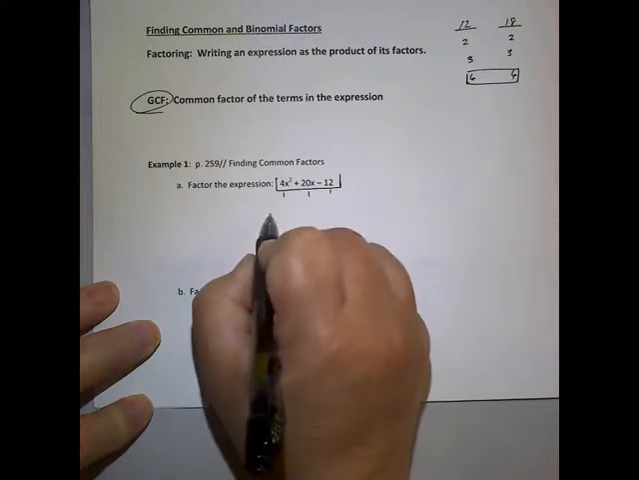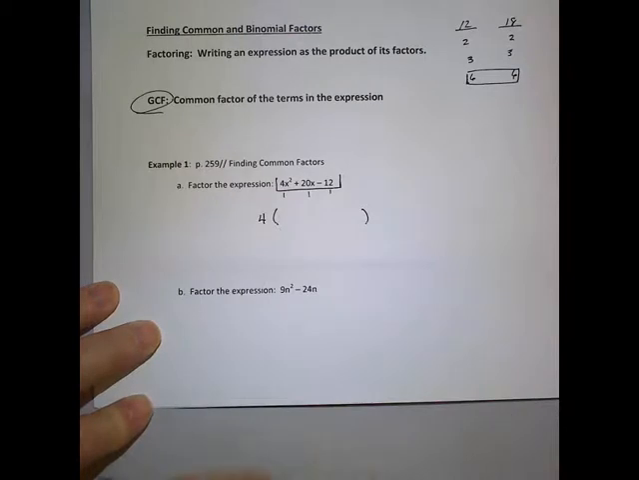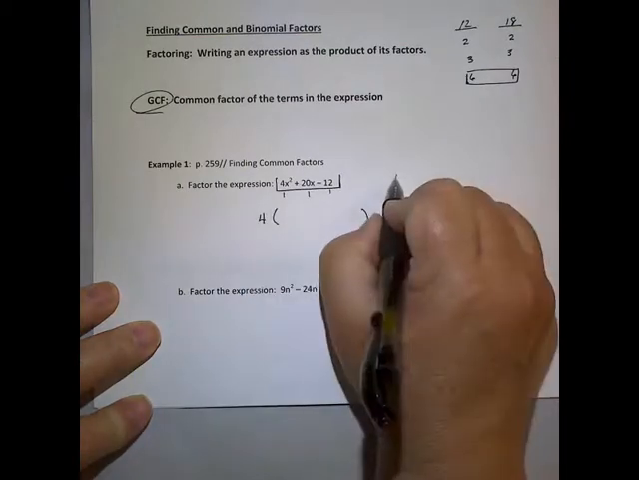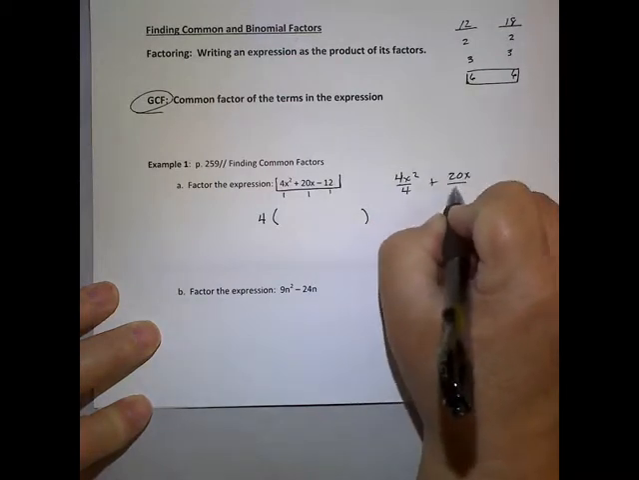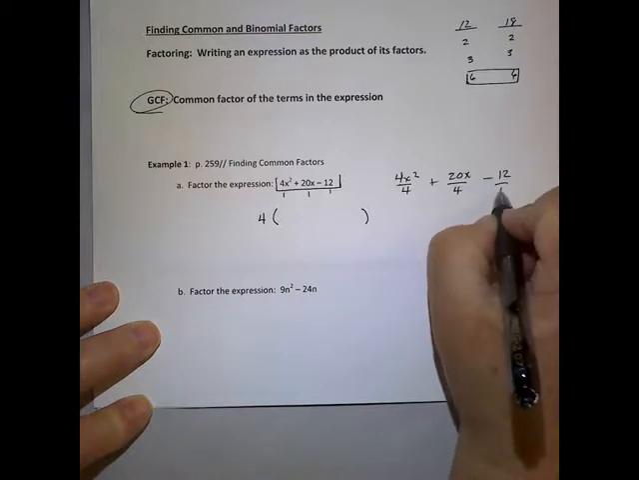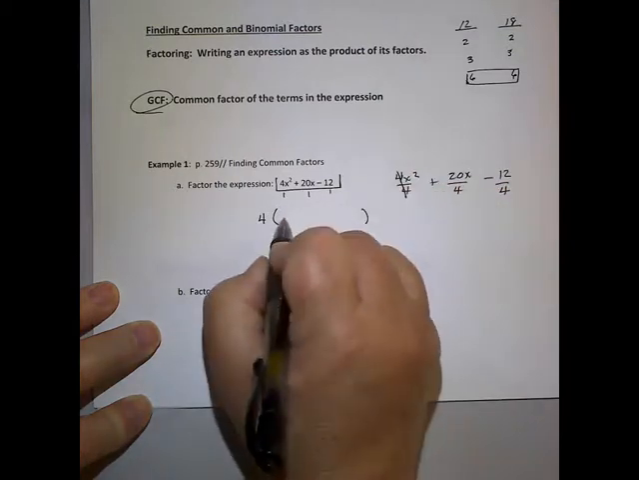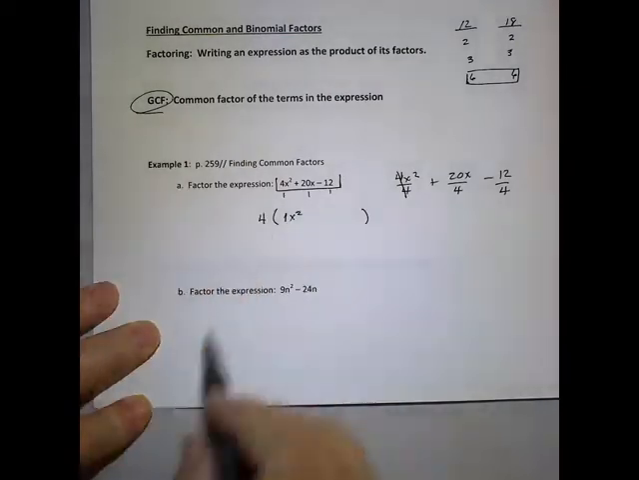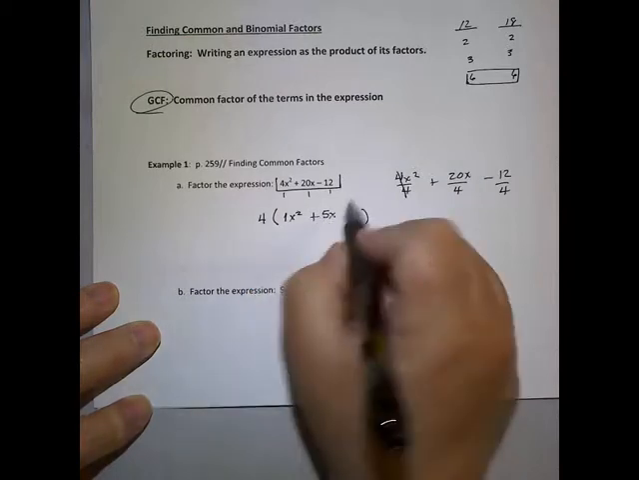So since they all share 4, I'm going to put that 4 down and divide each term by that 4 to get what's remaining in each term. So 4x squared divided by 4. So think of 4x squared over 4 plus 20x over 4 minus 12 over 4. Just think of it that way. So they'll reduce. So all you have left then is 1x squared, and if you want to write it that way, 1x squared, that's perfectly fine. You don't have to. It could just be x squared plus 5x minus 3.